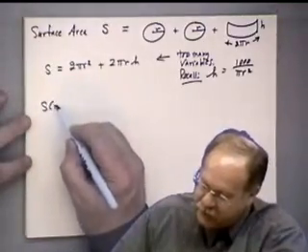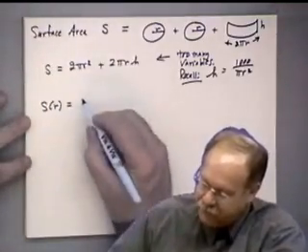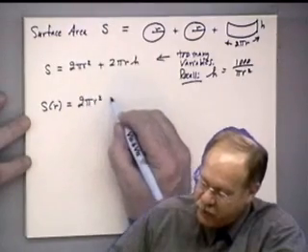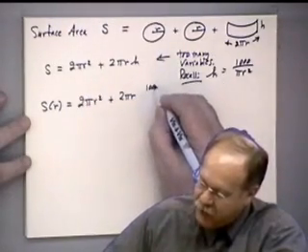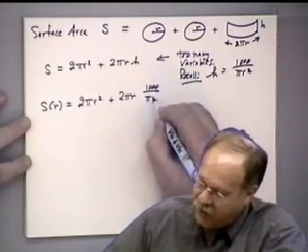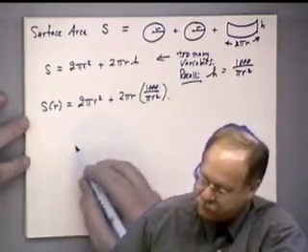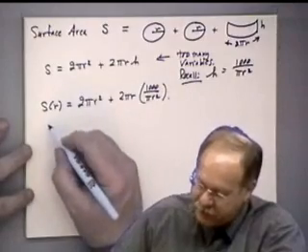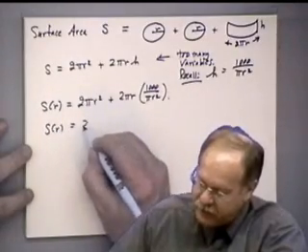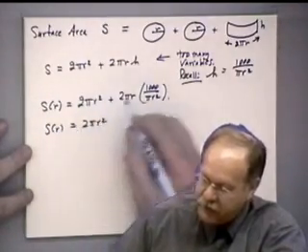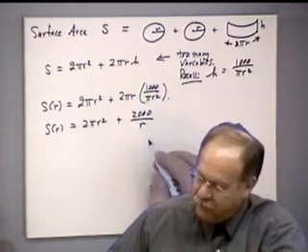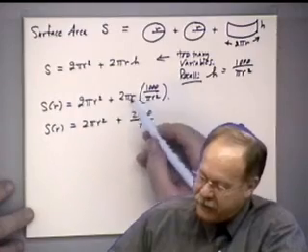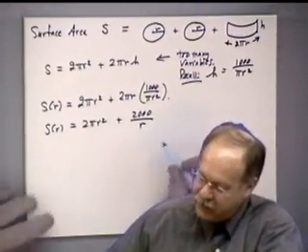In other words, we can write this as the function s of r. So that's 2 pi r squared plus 2 pi r, and now replace the h by 1,000 over pi r squared. And then if we simplify this a bit, we can write s of r is equal to 2 pi r squared plus 2,000 over r. Because one of the r's cancels, the pi cancels, and the 2 multiplies to give you 2,000.